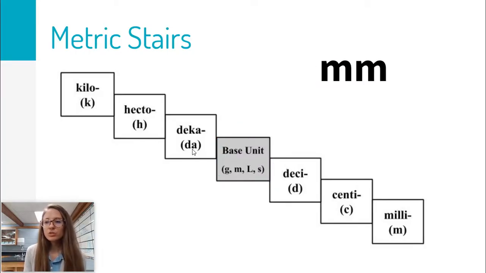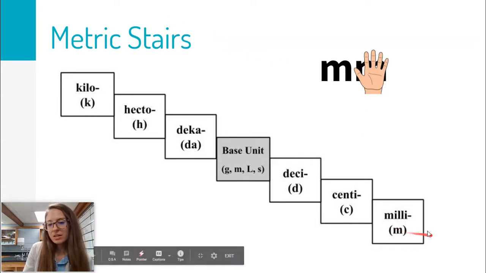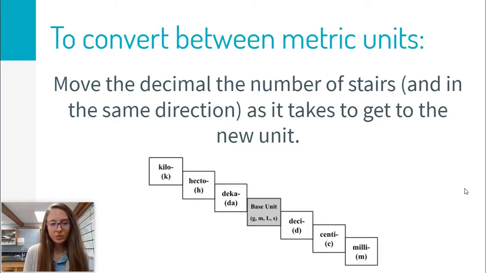If we were told to convert something into MM to figure out what box you are going to stop at, you cover up the last letter. M is left. You just simply find that on the stairs, so you know that you are going to go to milli. Okay, so that's how to find where to start and stop. So to convert between metric units, you just simply move the decimal the same number of stairs and in the same direction as it takes for you to get from your starting unit to your ending unit. Let's put that into action.